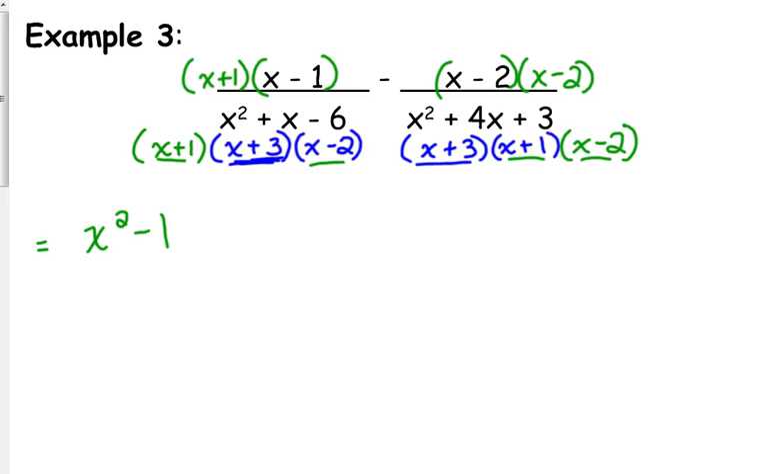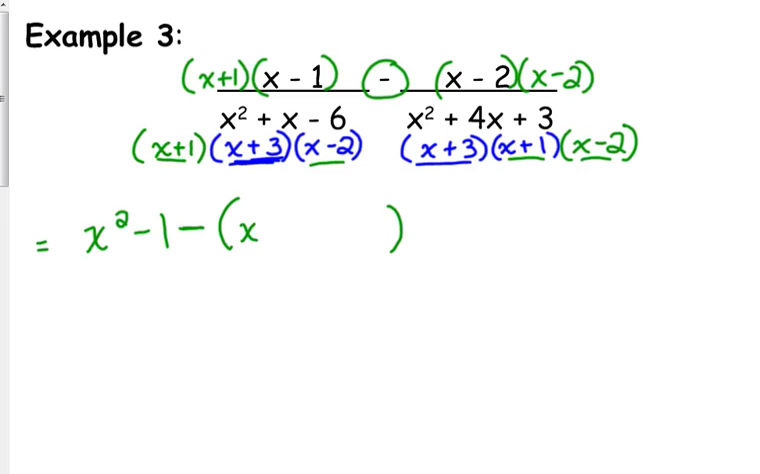Now, here's the other place that this is the number one most common mistake with these: when you are subtracting, you need to immediately put a set of parentheses after that subtraction sign because that negative has got to be applied to everything in that second numerator. So I'm going to multiply it out first, then I'm going to apply the negative.